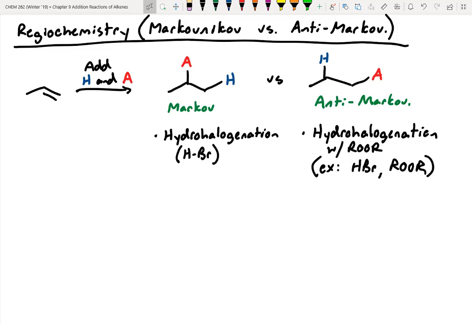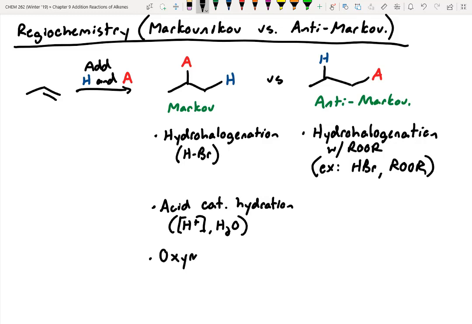All right, if we think about Markovnikov hydration, meaning we want to add an alcohol, we had two different ways of doing that. We could have done acid catalyzed hydration. And that was where we used dilute acid and water. That again went through a carbocation and worked well. Or we could have done oxymercuration.